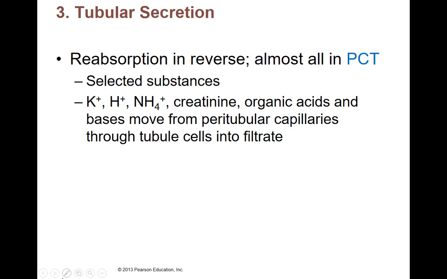Now, almost all secretion happens in the proximal convoluted tubule, and it's selected substances that are going to go in there. It's not just anything and everything that is going to get secreted and end up in urine. Things that will leave the peritubular capillaries and go in are potassium, hydrogen ions, ammonium, creatinine, organic acids, and bases. They can all go from the blood supply around the tubes and into the tubes, and eventually leave as urine with the filtrate.